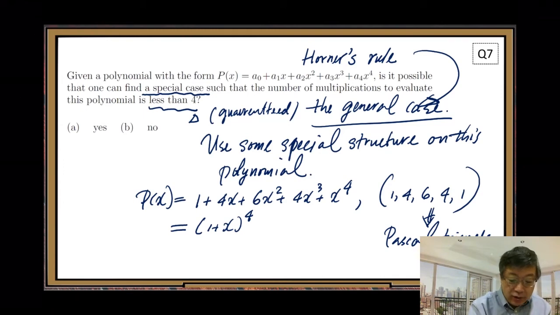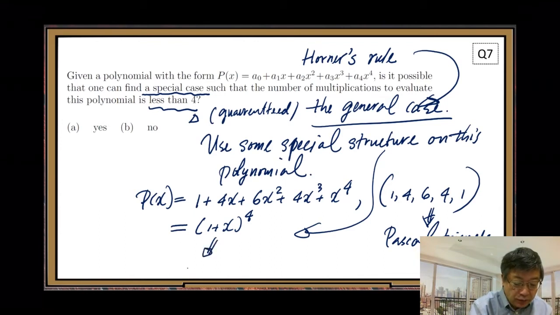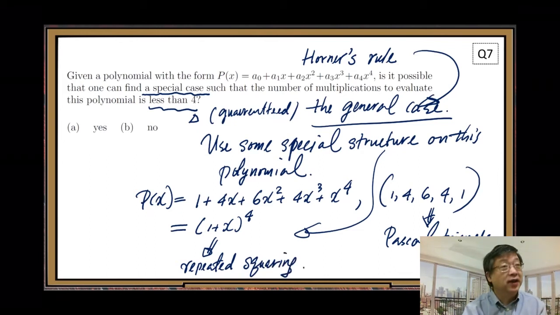Now this is special structure, right? So we find this special structure. The question, for this special structure, what is the minimum number of multiplications do we need? By repeated squaring, because fourth power, here we can use the repeated squaring technique.